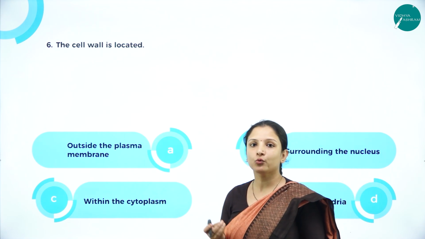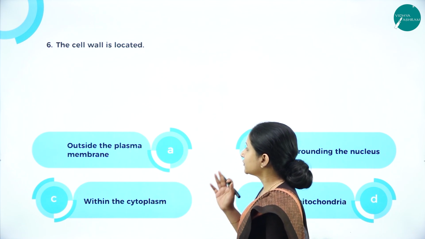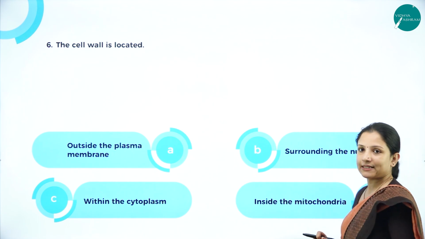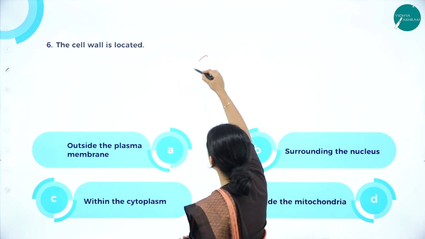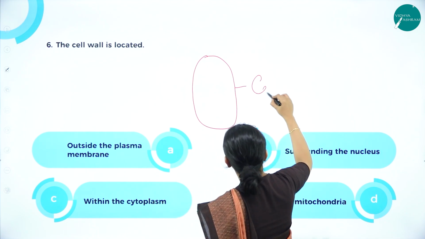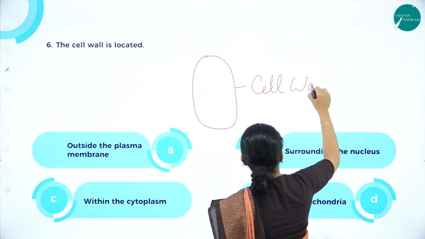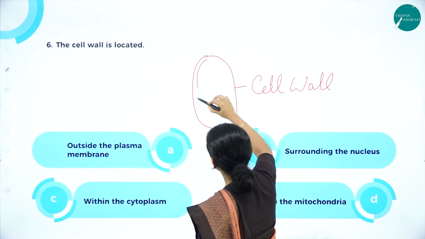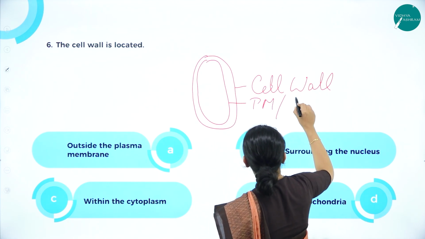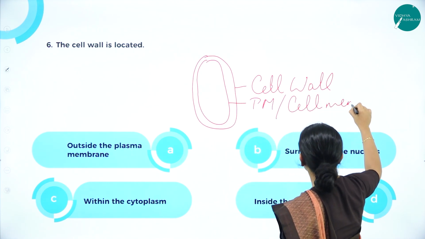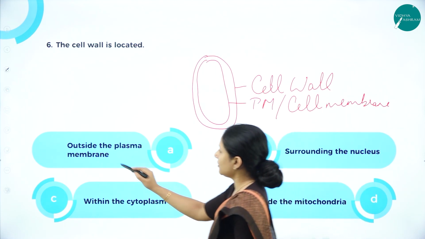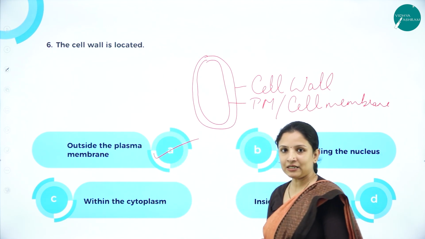We have to find out where exactly the cell wall is present. Is it outside the plasma membrane, surrounding the nucleus, within the cytoplasm, or inside the mitochondria? Drawing a simple typical cell, on the outer side we have the cell wall. Inner to the cell wall is the plasma membrane, or the cell membrane. So therefore, the cell wall is located outside the plasma membrane. Option A is the right answer here.